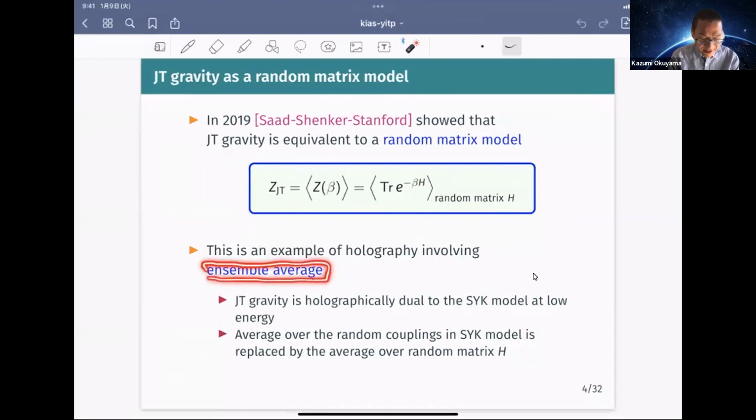The appearance of the ensemble average is somehow anticipated from the relation to another model called the SYK model, a many-body system of Majorana fermions in one dimension. It is known that JT gravity is holographically dual to the SYK model, at least at low energy. The appearance of the random matrix model can be understood from this picture: the average over the random couplings in the SYK model is replaced by the average over the random matrix, where the matrix H plays the role of the Hamiltonian.